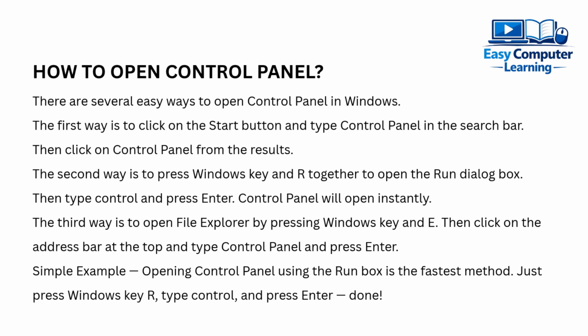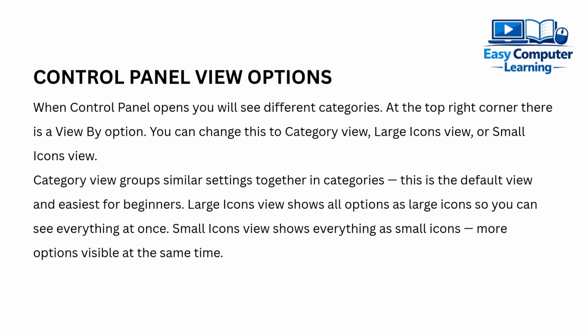The third way is to open File Explorer by pressing Windows key and E. Then click on the address bar at the top and type Control Panel and press Enter. Simple example: opening Control Panel using the Run box is the fastest method. Just press Windows key R, type Control, and press Enter. Done.